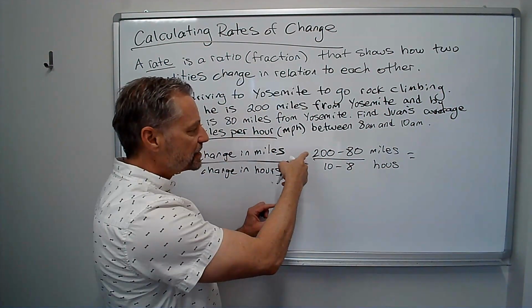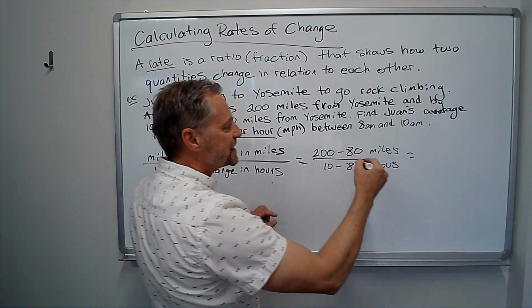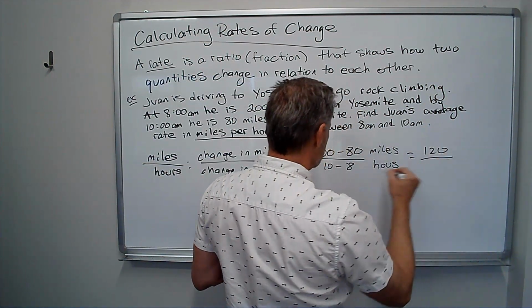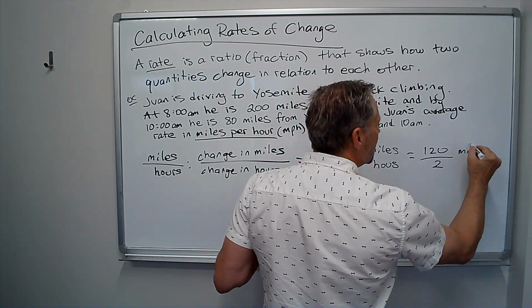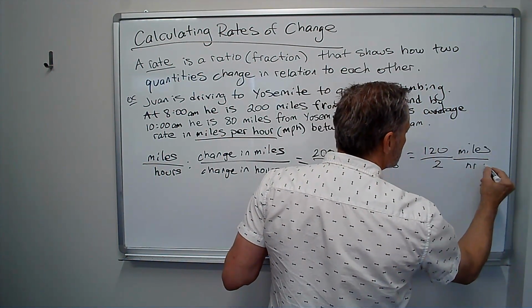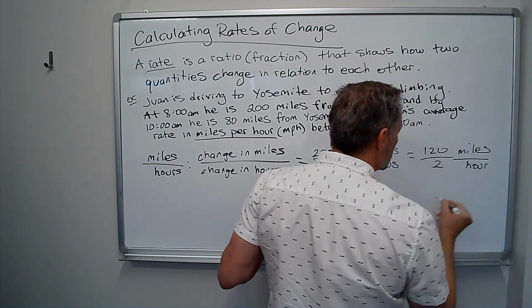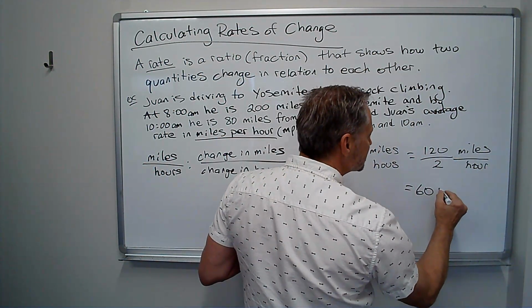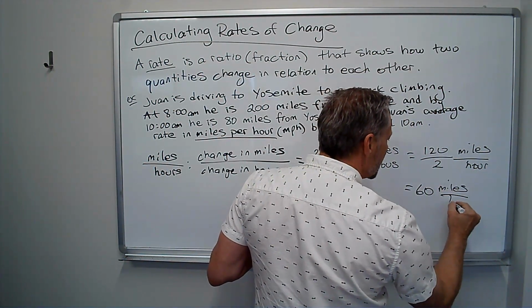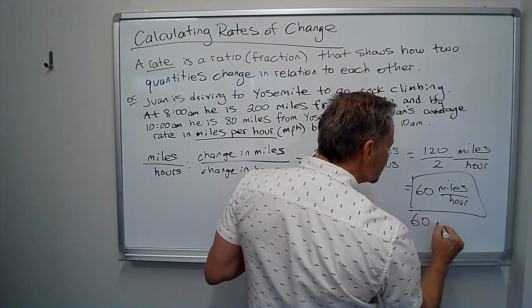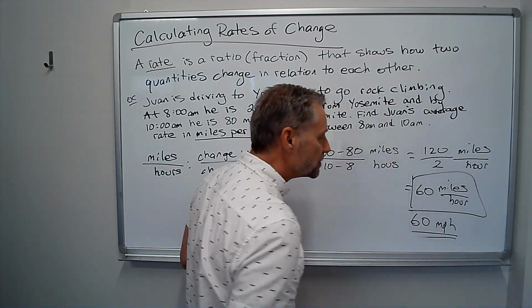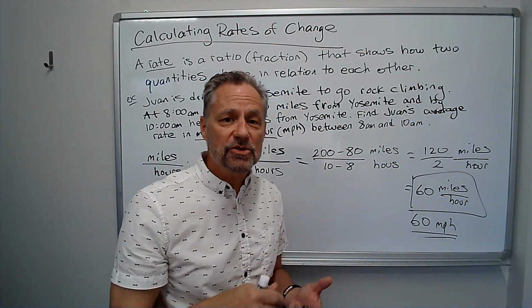And then if I calculate this, 200 minus 80 is 120. 10 minus 8 is 2. And that's, again, in miles per hour. And I just reduce that, and I get 60 miles per hour. That's my answer. And sometimes we just call that MPH, miles per hour. That's how we're used to talking about it.